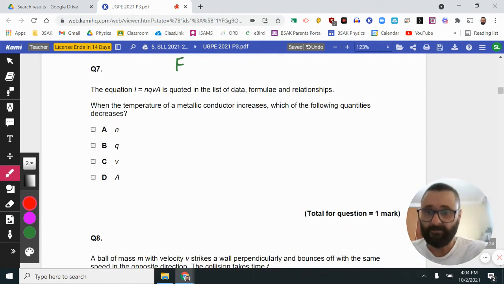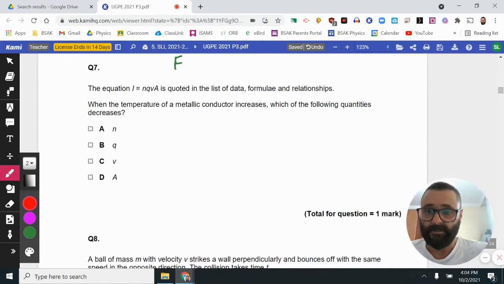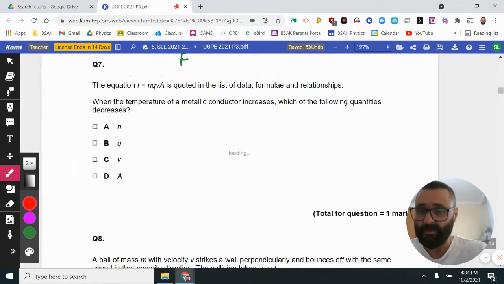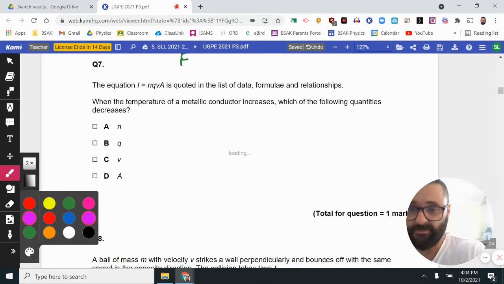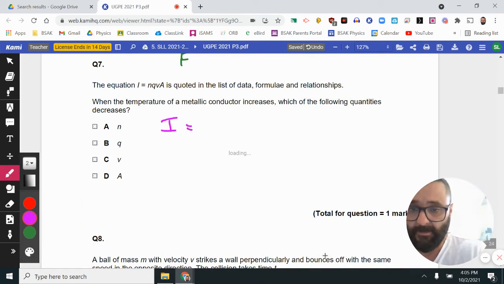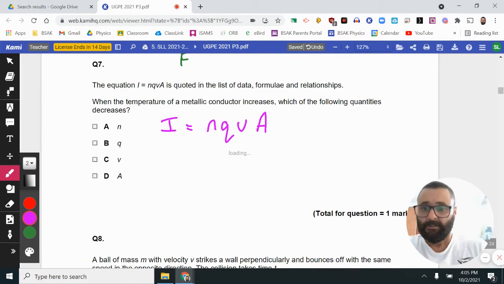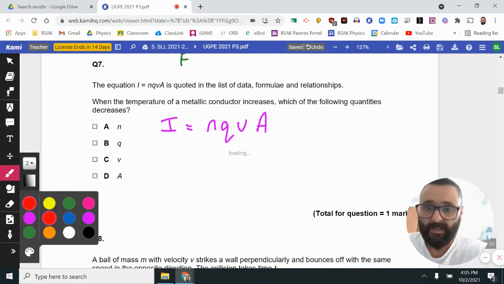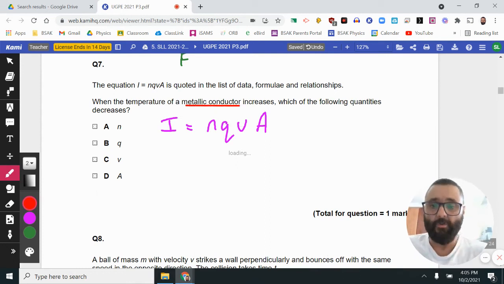Question 7. We've got the transport equation, I equals nQvA. It's a metallic conductor, so it is going to be an ohmic conductor.